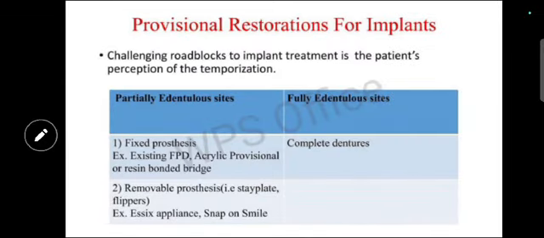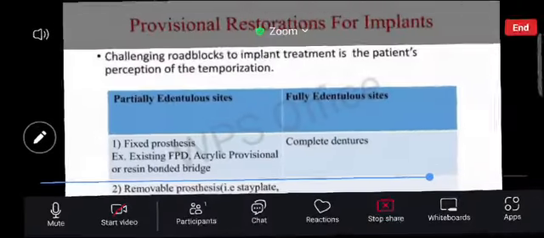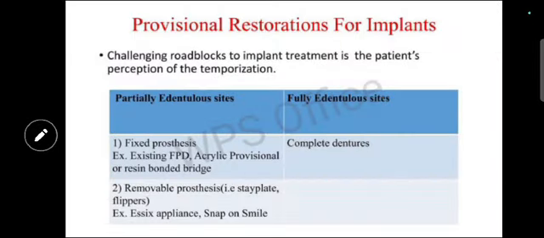Provisional restoration for implants. One of the challenging roadblocks to implant treatment is the patient perception of the temporization. Partially hidden site, fully hidden site. Fully hidden site: we can use complete dentures. Partially hidden site: fixed prostheses, for example an existing FPD, acrylic provisional, resin bonded bridge. Removable prostheses: Essix flippers, for example Essix plates can be used.